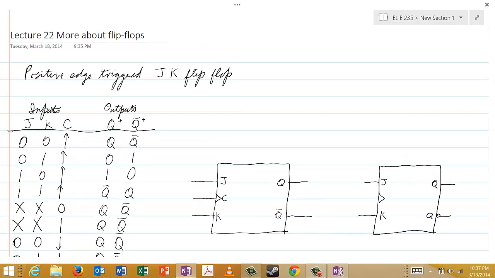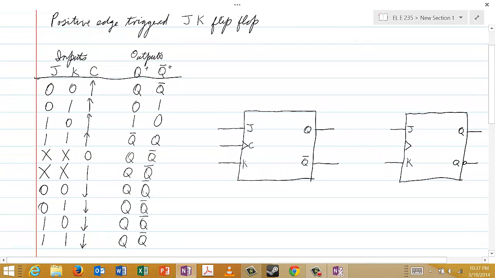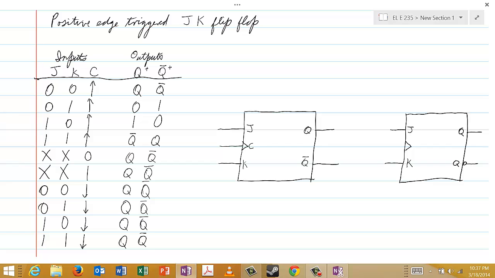Welcome to lecture 22, where we'll learn a little bit more about flip-flops. Today, we're going to talk about the positive edge triggered JK flip-flop, and the input-output table for this device is shown over here on the left, and the symbols that we might use in a diagram are either one of these on the right. And let's try to summarize what's going on here in the table.